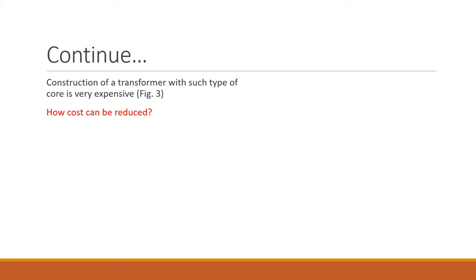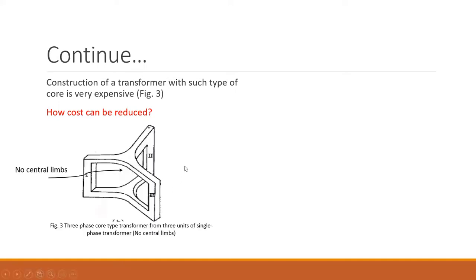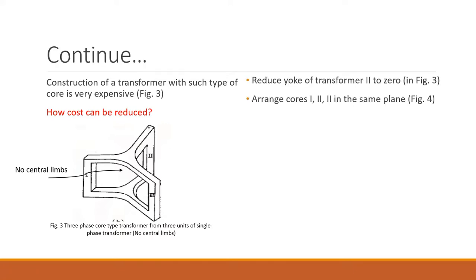The one thing is that while constructing, you can remove the central limb, because obviously it has no role. Already we have seen that. So the central limb can be removed. The second thing you can do is reduce the yoke of the second transformer. This is your transformer 1, 2, 3. So this yoke can be eliminated and removed. And whatever core there is for the first transformer, second transformer and third transformer, you can arrange that in the same plane.